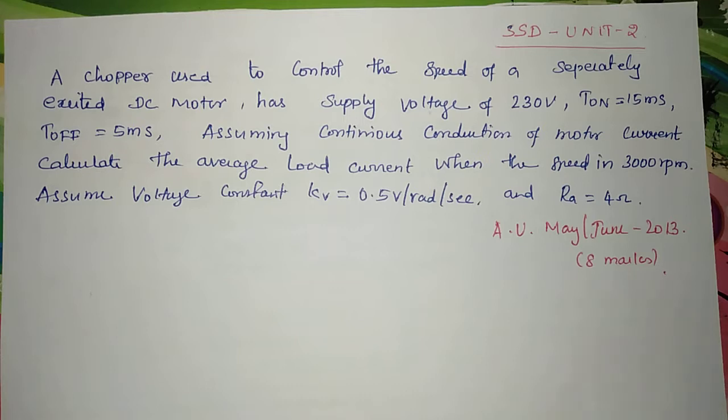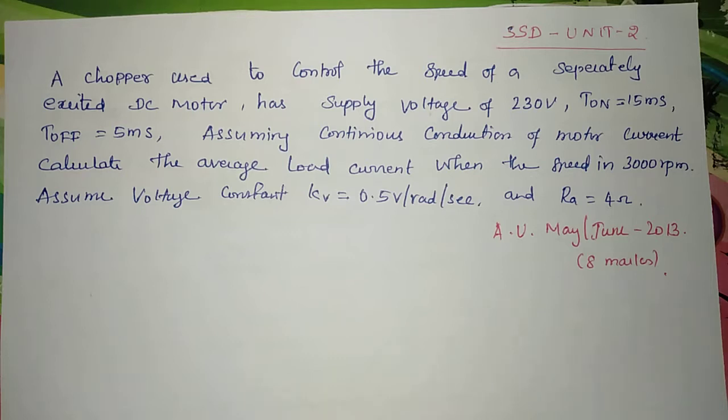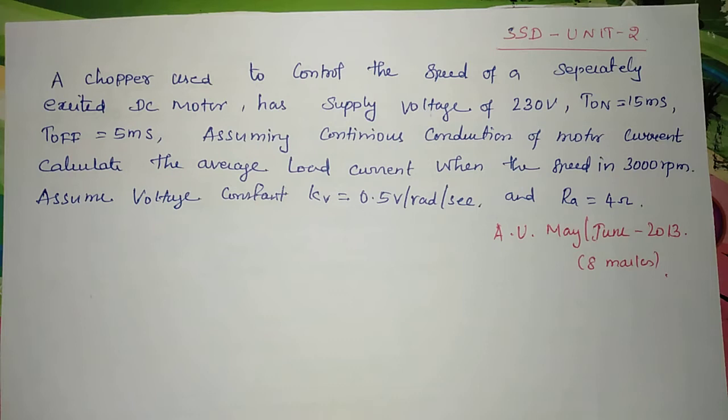Now we are going to see some problems in unit number 2. Normally in unit number 2 we are having simple problems, direct substitutions. We only need to identify the formulas. Likewise, now we are going to see one problem that was asked in the Anna University semester exam May-June 2013 for 8 marks. If you select this kind of problem, you will easily get the answers, and the marks will be up to 8.